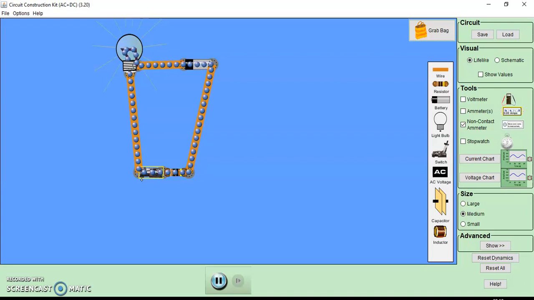How do I calculate what is the amount of current in the circuit? For that, I'm going to make use of a non-contact thermometer, or I can just use any other kind of thermometer also, right?